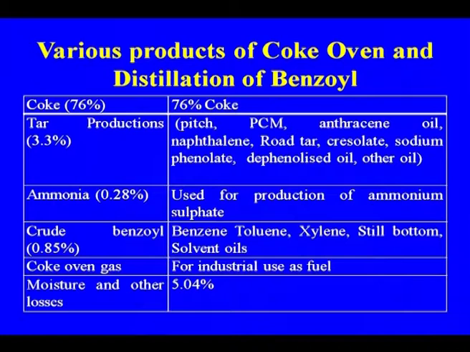Various products from the coke oven: distillation of the benzol. These are the products which we get after the distillation of the benzol. Tar products, pitch, anthracene oil, naphthalene, road tar, cresylate, sodium phenolate, and dephenolized oil. Ammonia is used for the production of ammonium sulphate, crude benzol, benzene, toluene, xylene, still bottoms, and solvent oil. Coke oven gas is for industrial use as a fuel.